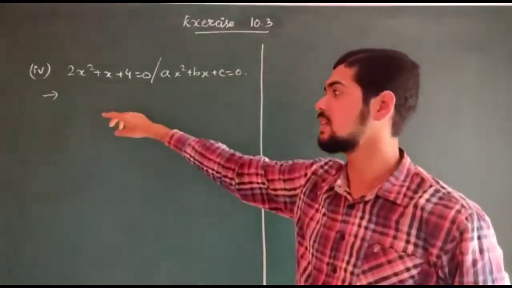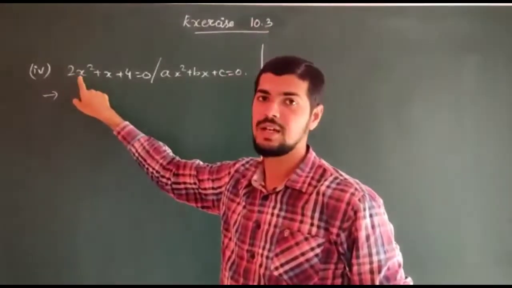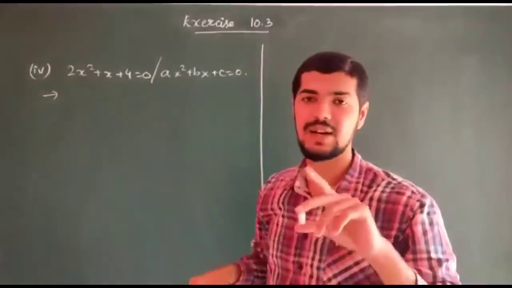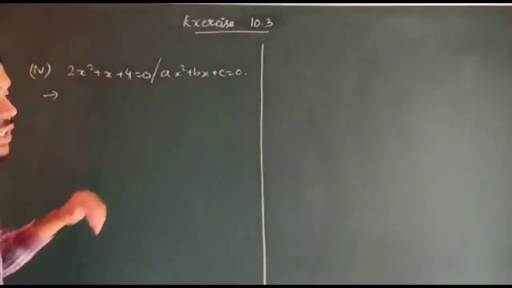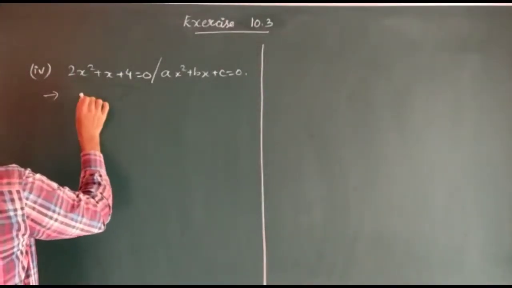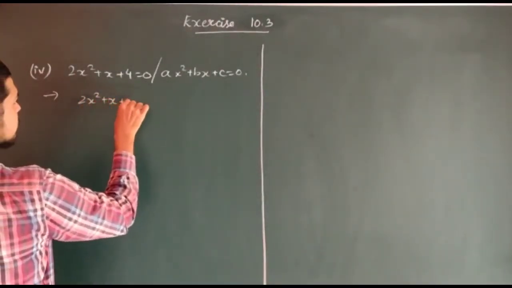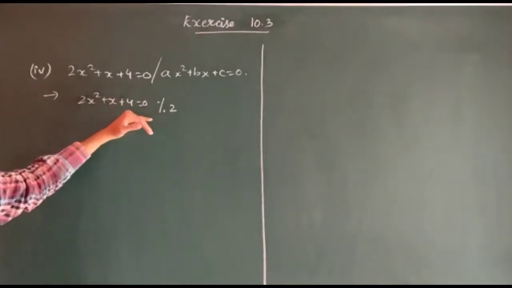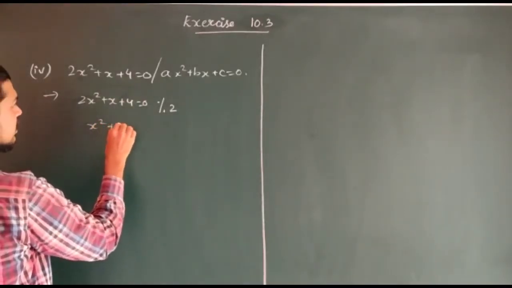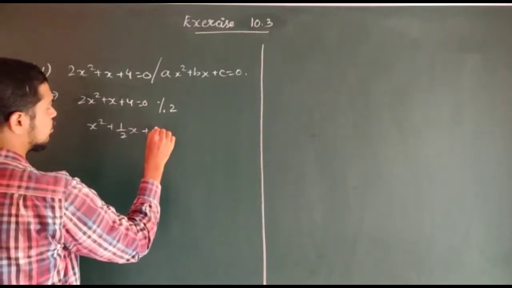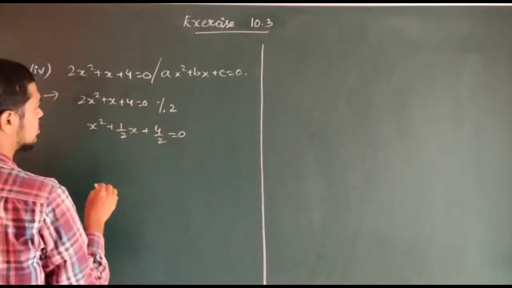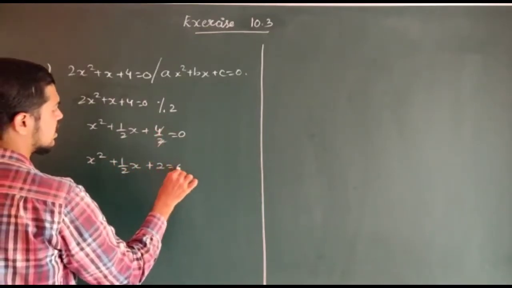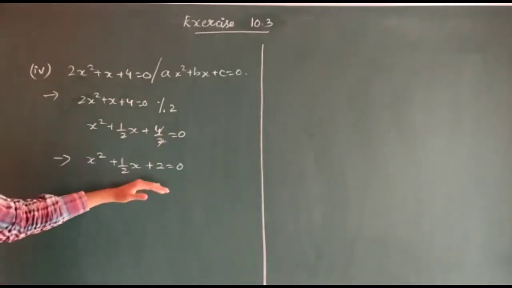Now my next step, that is the second step, is making the coefficient of x square unity or 1. It means I need to divide this entire quadratic equation by number 2. That I'll do it here. That is 2x square plus x plus 4 is equal to 0. I'll divide this entire quadratic equation by number 2. I'll be getting x square plus 1 by 2 into x plus 4 by 2 is equal to 0. From this, x square plus 1 by 2x plus 2 is equal to 0. So this is my second step.